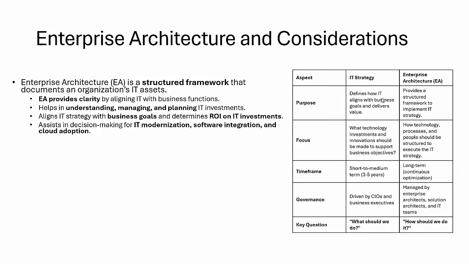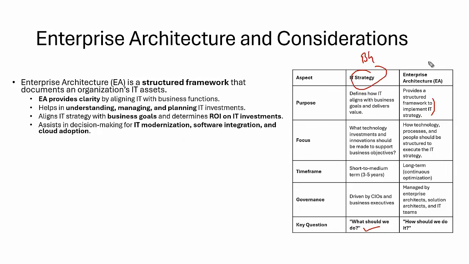So IT strategy defines how IT aligns with the business, but enterprise architecture provides a structured framework to implement the IT strategy. In layman's terms, you can say IT strategy says what should we do, and enterprise architecture says how should we do it. There's a difference. Is it clear? What technology investments and innovations are required is part of the IT strategy, but how technology processes should be structured and executed is part of enterprise architecture. You can say IT strategy talks about the business goals.